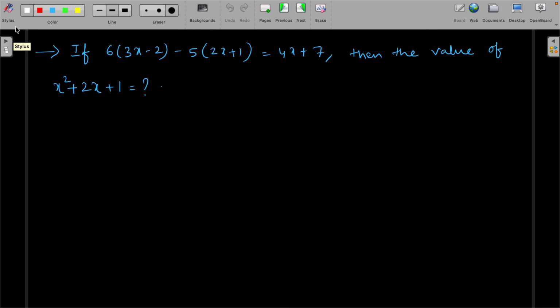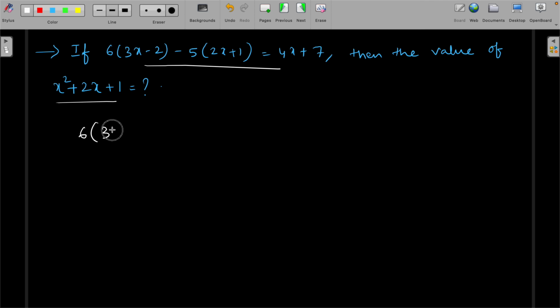Let us see a few more TET questions. They have given that 6 times (3x minus 2) minus 5 times (2x plus 1) equals 4x plus 7. We need to find the value of x squared plus 2x plus 1. From this equation, first we will find the value of x and we will substitute the value of x here to get the answer. So let us solve this problem.